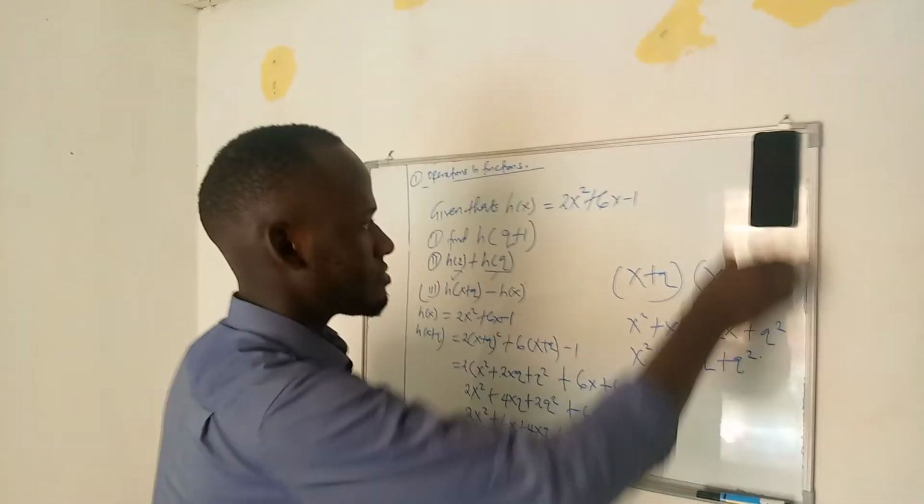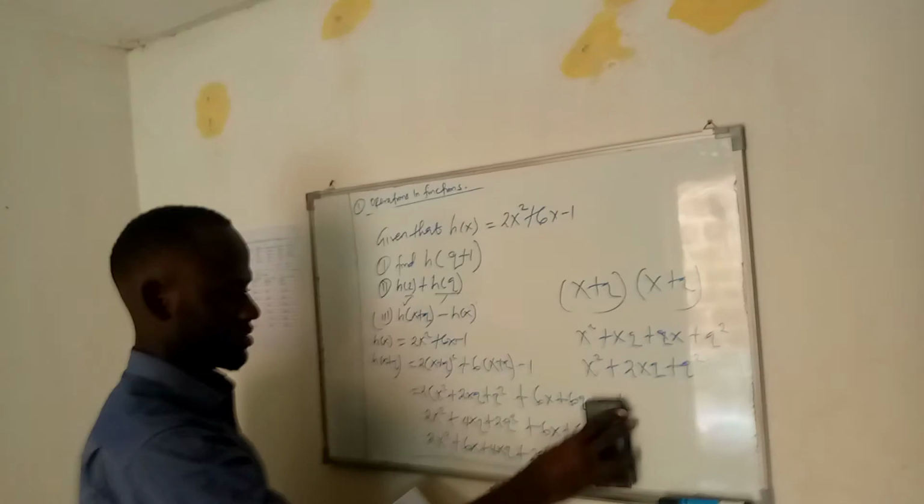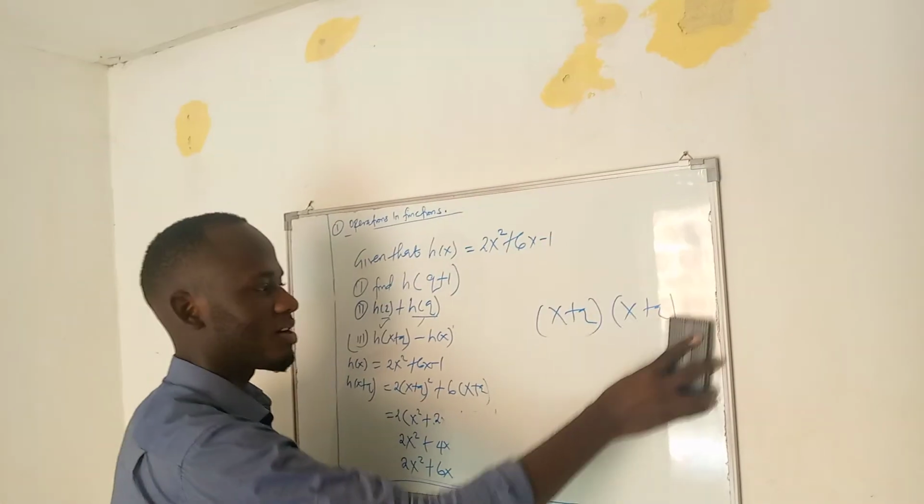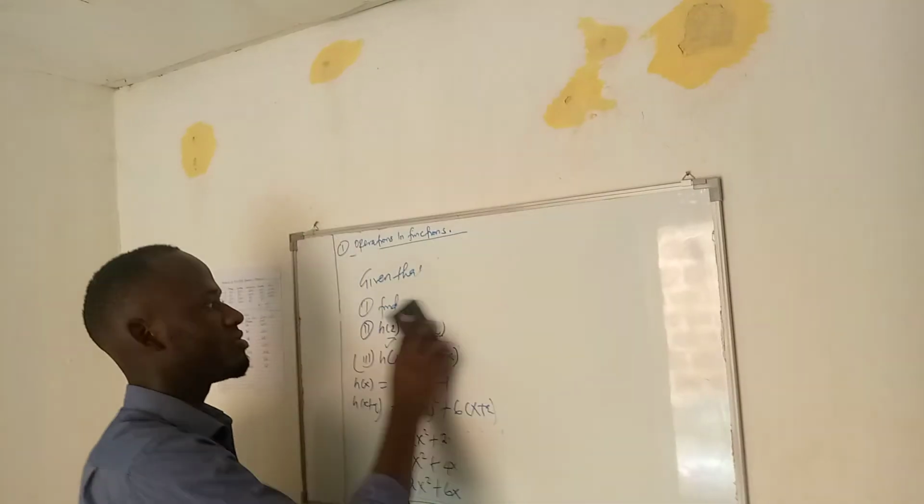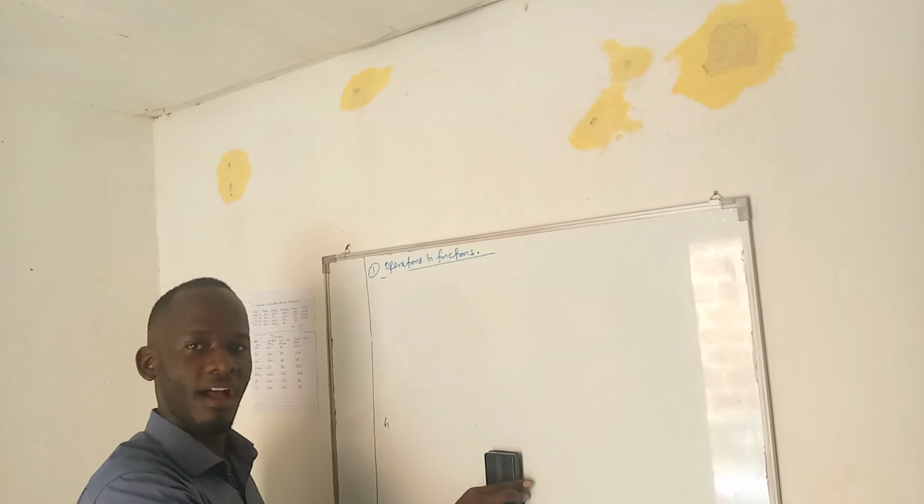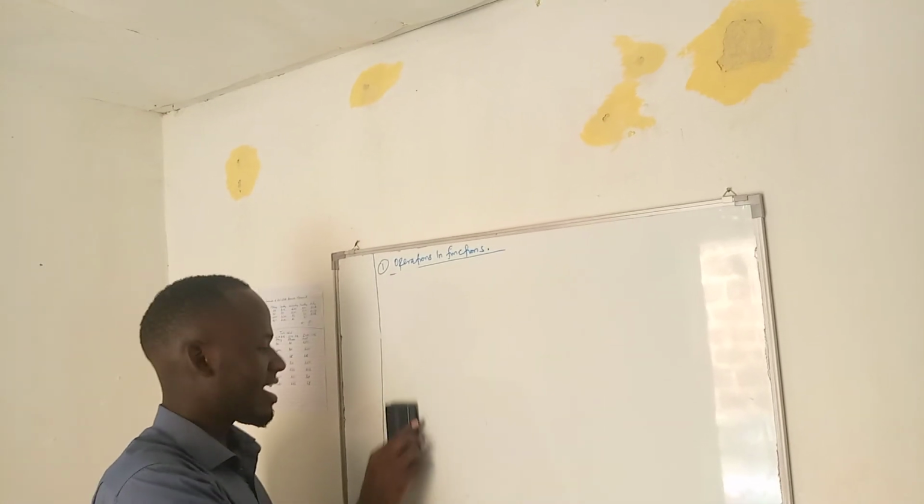Now, since we are done with the operations, we shall be looking at composite functions. How are composite functions formed and how are they applied?